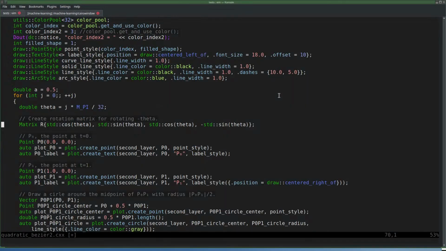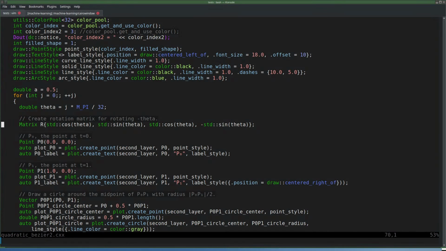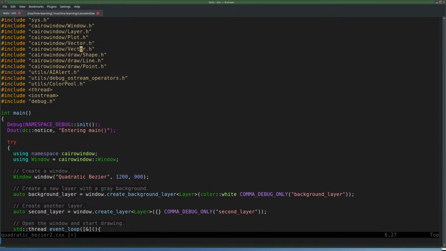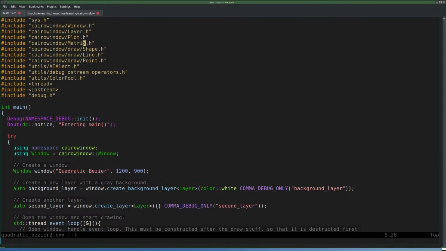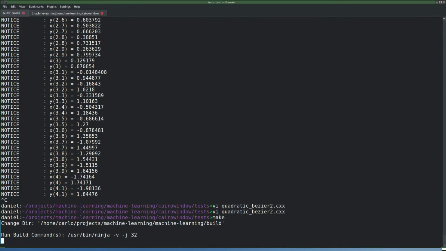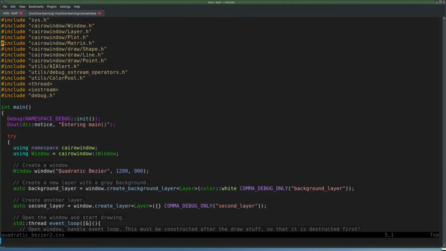Confusing. Oh, I never saved this. Okay, added the matrix here. Yeah, we should probably include the header then. Vector and now a matrix, which already includes the vector, so I'm going to delete that one. And that should then compile. Brilliant.